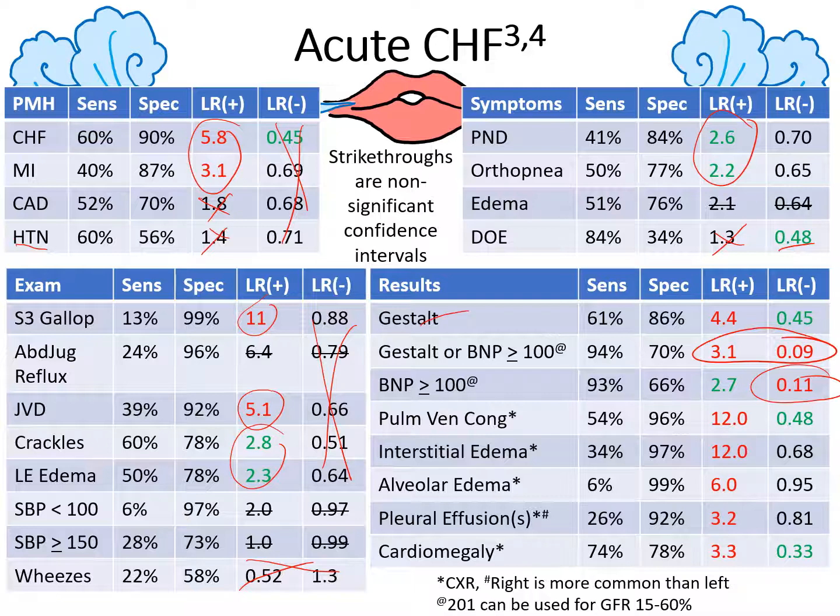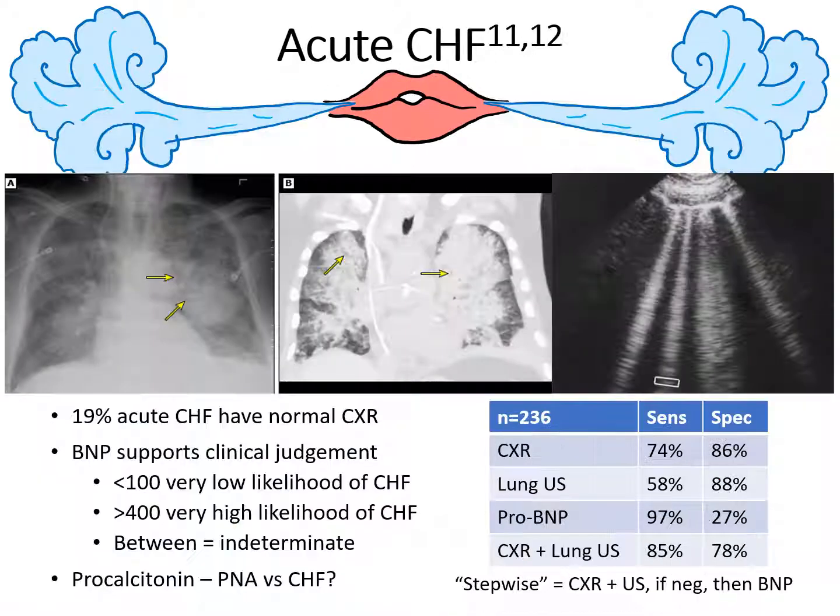Chest x-ray findings are helpful when positive, but when not present, it still could be CHF. I have seen chest x-ray findings lag symptoms by several days. Like we just acknowledged, 19% of acute CHF exacerbations have a normal chest x-ray. We discussed BNP a lot already. Procalcitonin is something in the works to try to differentiate an opacity from pneumonia versus pulmonary edema. However, it has not made its way into the emergency department literature yet.